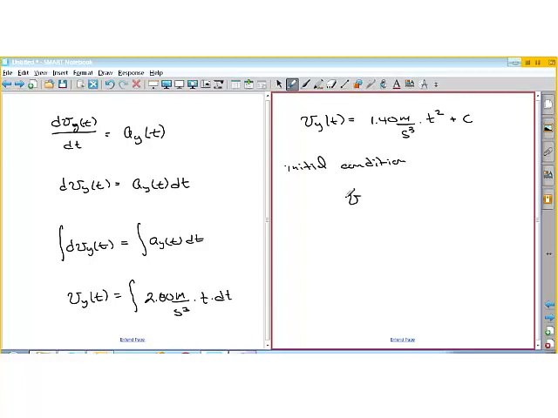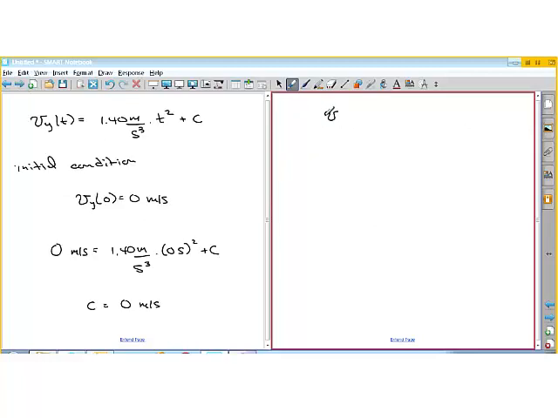And your initial condition is that v sub y of 0 equals 0 meters per second. That's to evaluate c, the arbitrary constant. So v sub y of t at t equals 0 is 0. If I put 0 in here for t and 0 meters per second, I get 0 meters per second equals 1.40 meters per second cubed times 0 seconds squared plus c, and you see that c equals 0 meters per second. So that's my arbitrary constant.